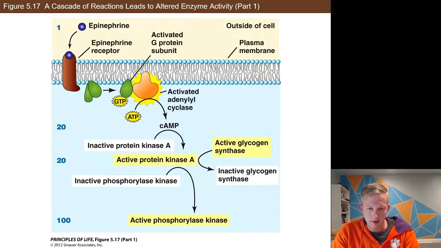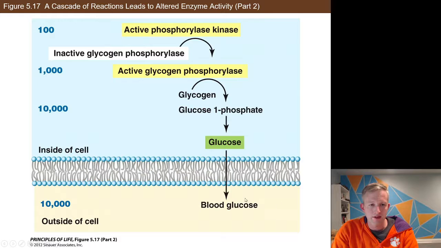But the point is that it works. This series of this protein becomes active, and now that it has a new shape, it can then change the shape of this other protein, and so on and so forth. This continues then. Phosphorylase kinase activates glycogen phosphorylase. Glycogen phosphorylase now does the actual job, which is taking glycogen and releasing a glucose.